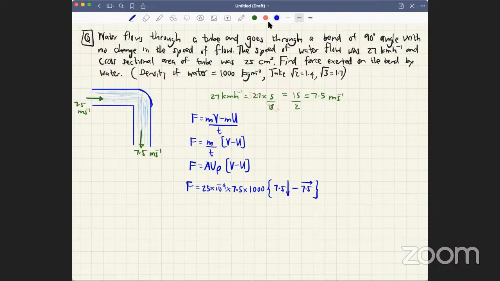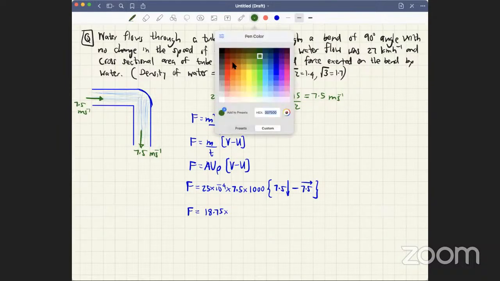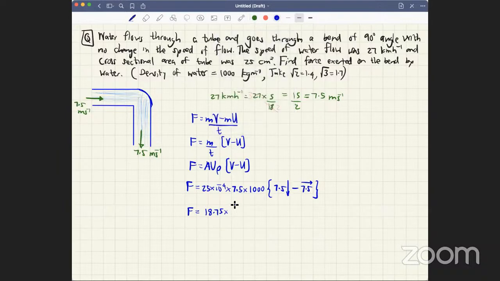Then here 10 to the power minus 4 times 1000, so it's 75 into 0.25, something like that. So F is going to be equal to 18.75 multiplied by this one. Now there is going to be a magnitude there. Hope you can remember from our vectors lesson, people. Oh wait, I have to change it, right? Inside the bracket I will put 7.5 down plus 7.5 towards left.